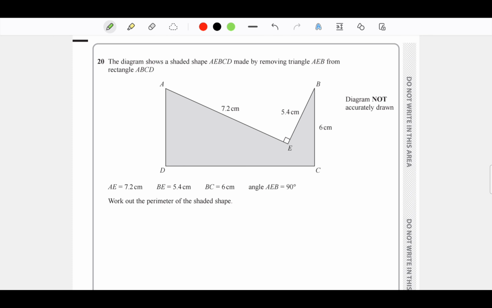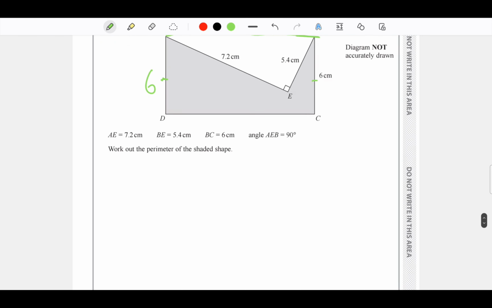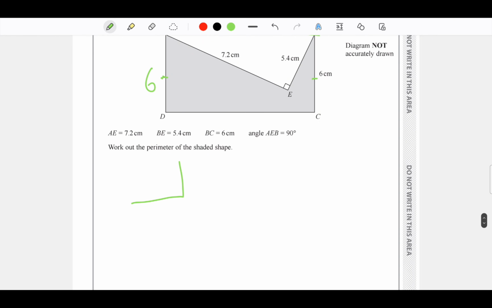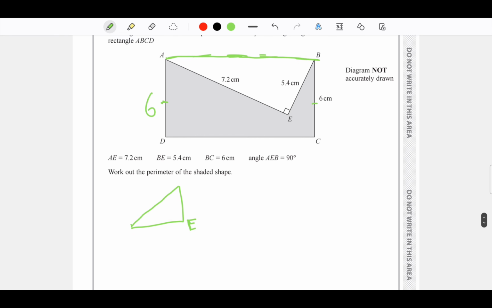We know that since this is a rectangle, this is actually a straight line. This length and this length would be the same, which means that's 6, and of course this length and this length would be the same. But since that length is not given, we need to find it. Now this length can be found with Pythagoras. So let me draw a similar looking triangle over here. This is E, this is B, and this is A.